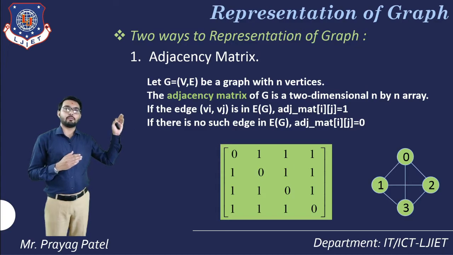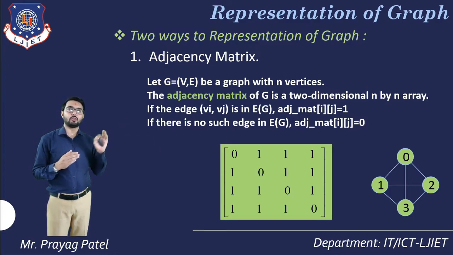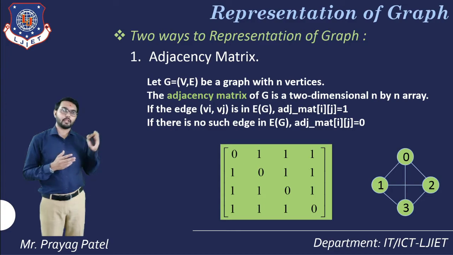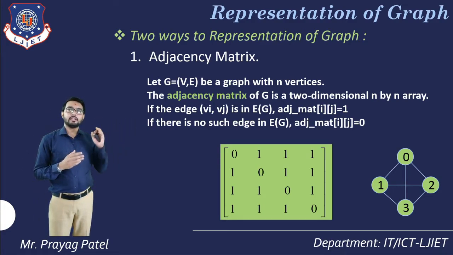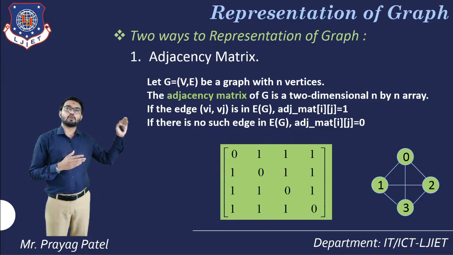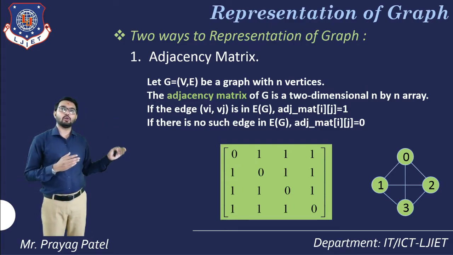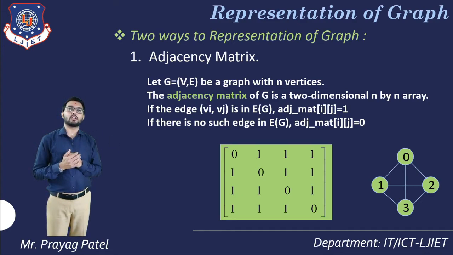So here the first row is for node number 0, the second row is for node number 1, then node number 2, then node number 3. According to the rows, consider the columns: initially column 0, then 1, then 2 and 3. From node 0 to 1, 2, 3 a path is available, but initially we put 0 because a path from 0 to 0 is not available. Then 0 to 1, 2 and 3 paths are available, so write 1, 1, 1. In the second row, the path from 1 to 1 is not available but 1 to 0, 1 to 2 and 1 to 3 paths are available.